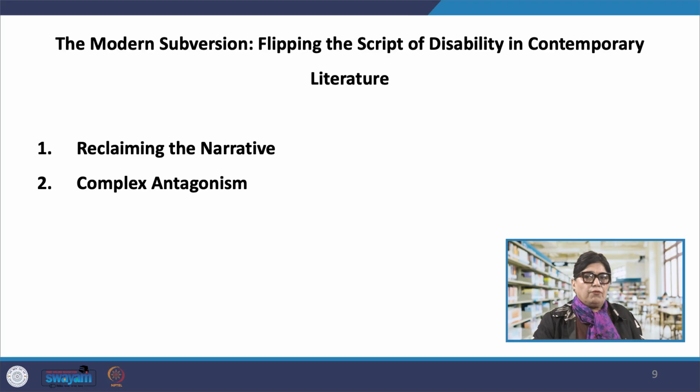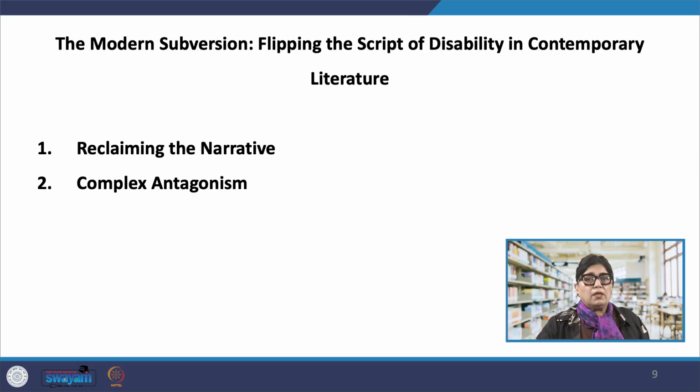The modern subversion, flipping the script of disability in contemporary literature, is one of the aspects to know about modern literature and disability. Modern literature is seeing a surge of #OwnVoices narratives, where disabled authors write about disabled characters. Books typically move away from curing the protagonist and focus on identity, the politics of access, and the rich diversity of disabled communities. Modern #OwnVoices literature and contemporary authors are actively dismantling this trope, showing that the true evil is not the disabled body, it is the ableist society surrounding it.